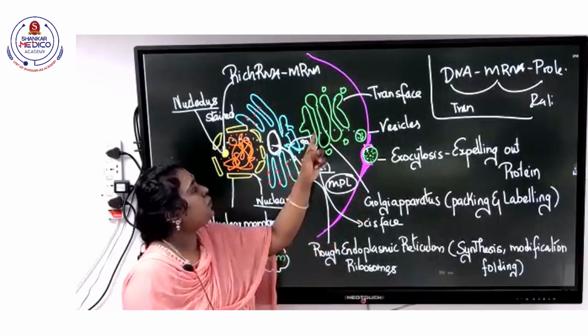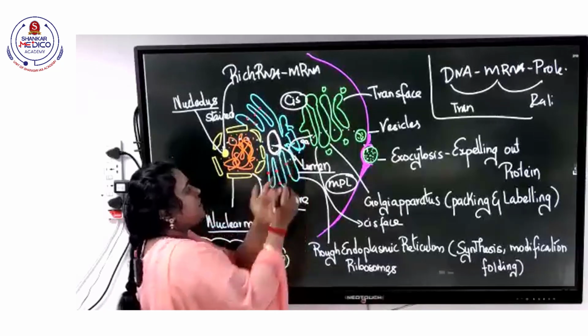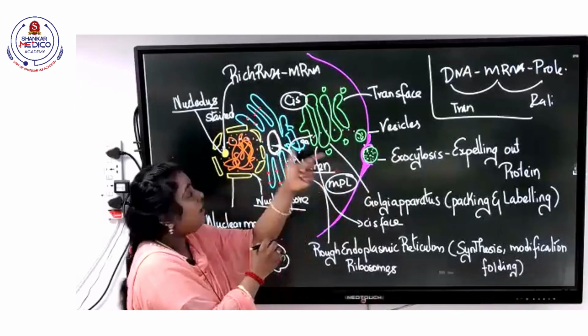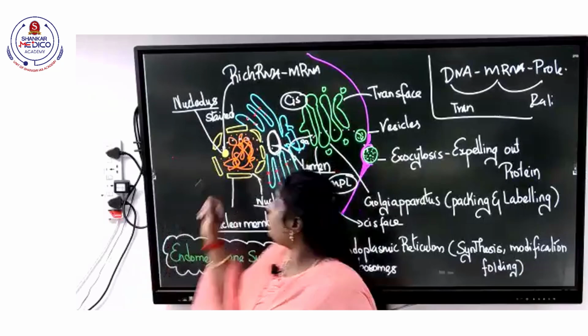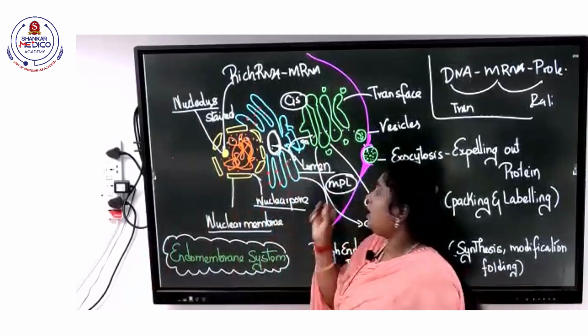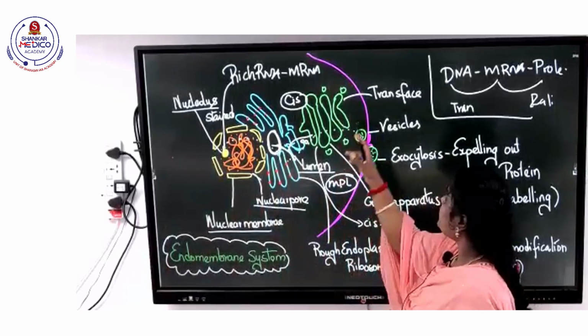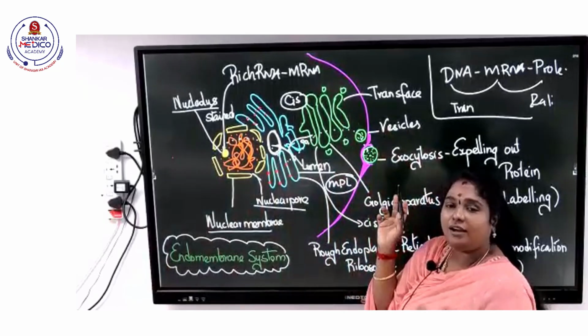So the immature protein will come to the cis phase. This part we call the cis phase. When the Golgi apparatus is facing the nucleus, we call it the cis phase. The part of the Golgi apparatus facing the plasma membrane is called the trans phase.